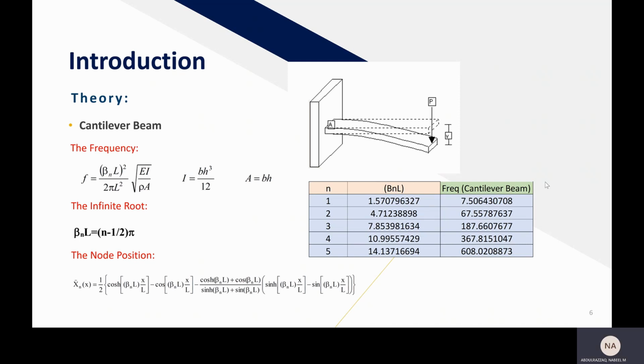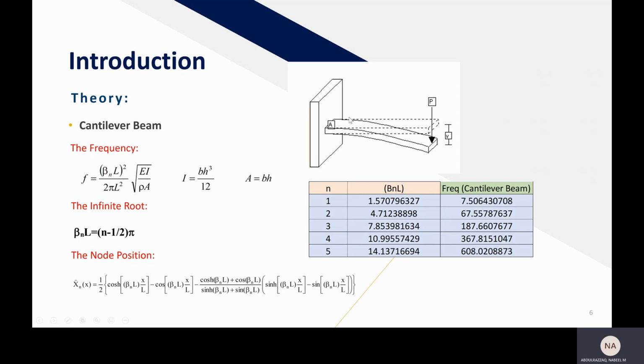Similarly for the cantilever, the cantilever is fixed from one end and free from the other end, as we can see in this diagram. And the frequency equation is the same. The only difference here is the length. For this experiment, the length of the cantilever is half of the length of the free beam.